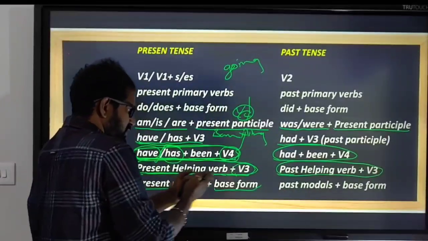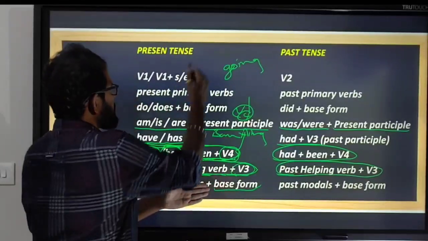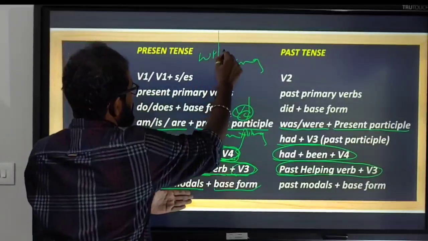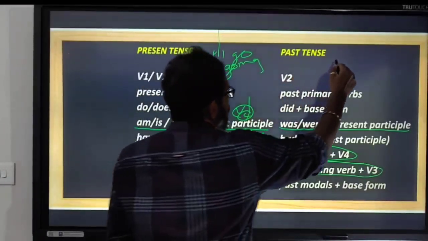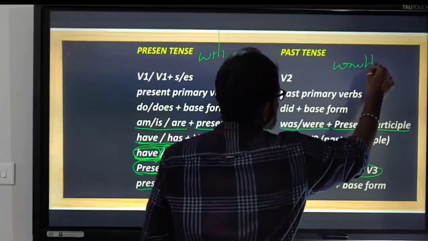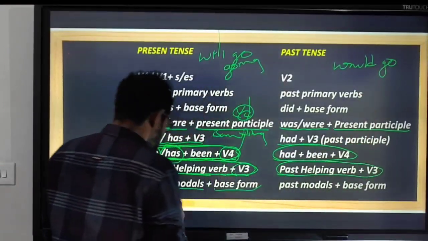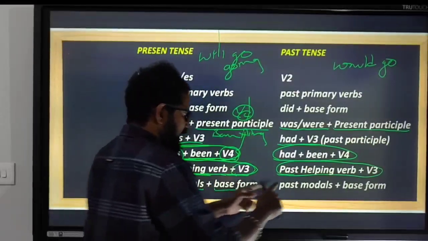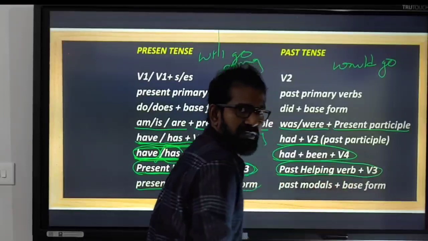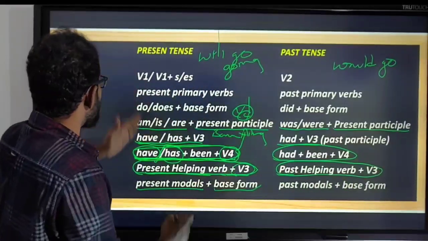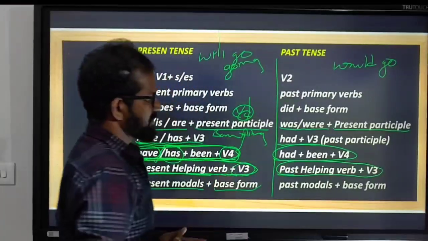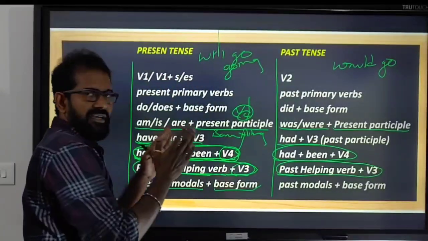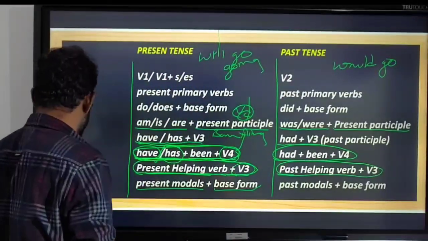Along with the present modals, we use base form, which means will go, would go. After present modals, we use a base form. Even after past modals, we use a base form. So these are the present forms and these are the past forms. We need to be very clear about the forms.